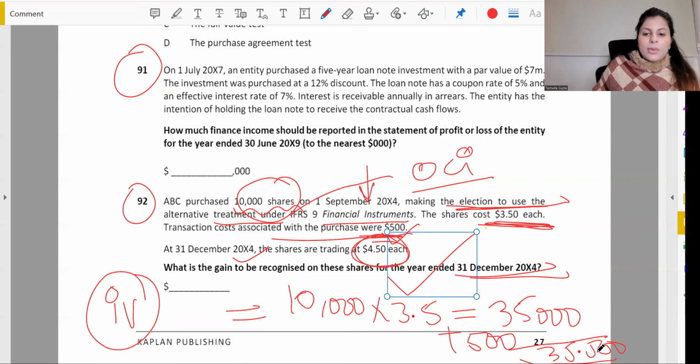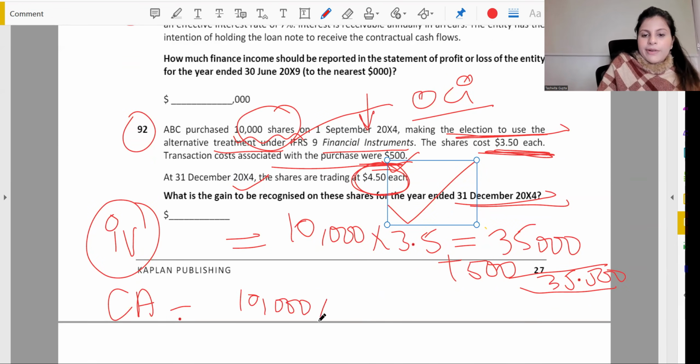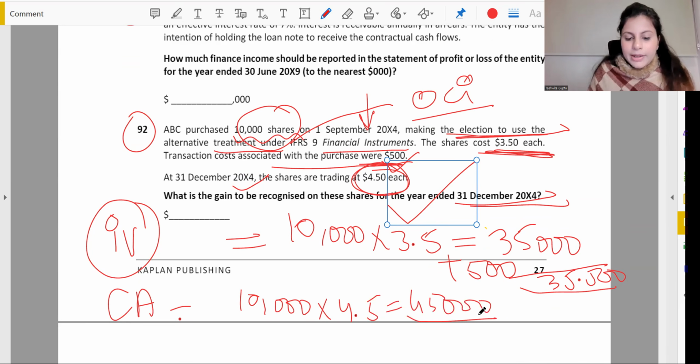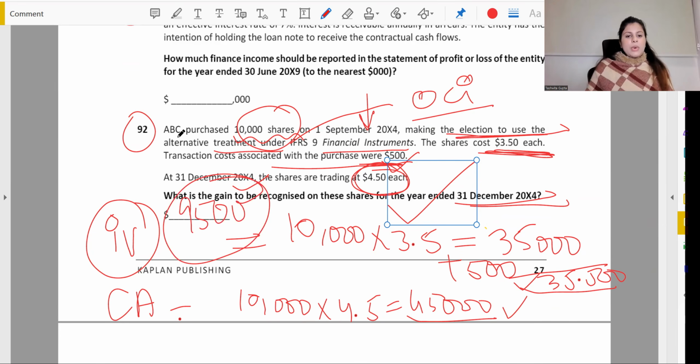Yes. Now what's our closing value? Our closing value is 10,000 shares into 4.5. That is 45,000. So how much gain have you made, guys? 45,000 from 35,500 to 45,000. 9,500 is the gain. This is reported in the OCI.